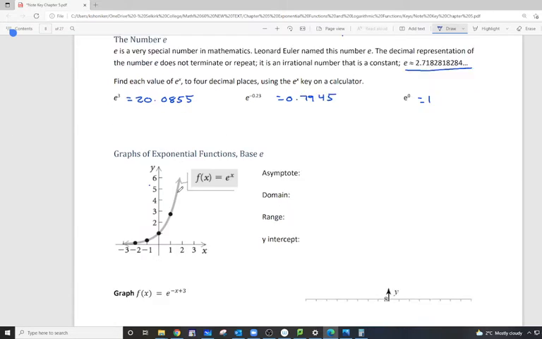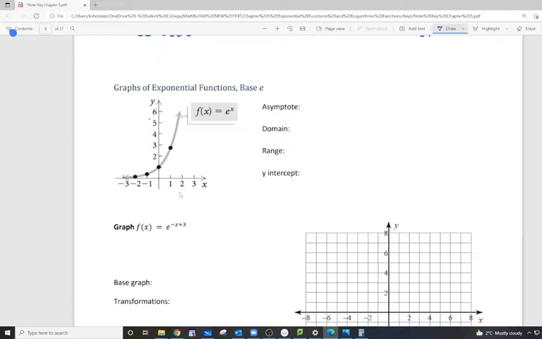All right, so let's look at some features of these graphs base e. What's the asymptote? It's still y equals 0. What's the domain? It's still negative infinity to infinity. It still has a range of 0 to infinity. It still has a y-intercept at (0, 1). Just because it's a base of 2.71 blah, blah, doesn't make it any different than any other base which is greater than 1. So 2.71 is greater than 1. This is an exponential growth graph.